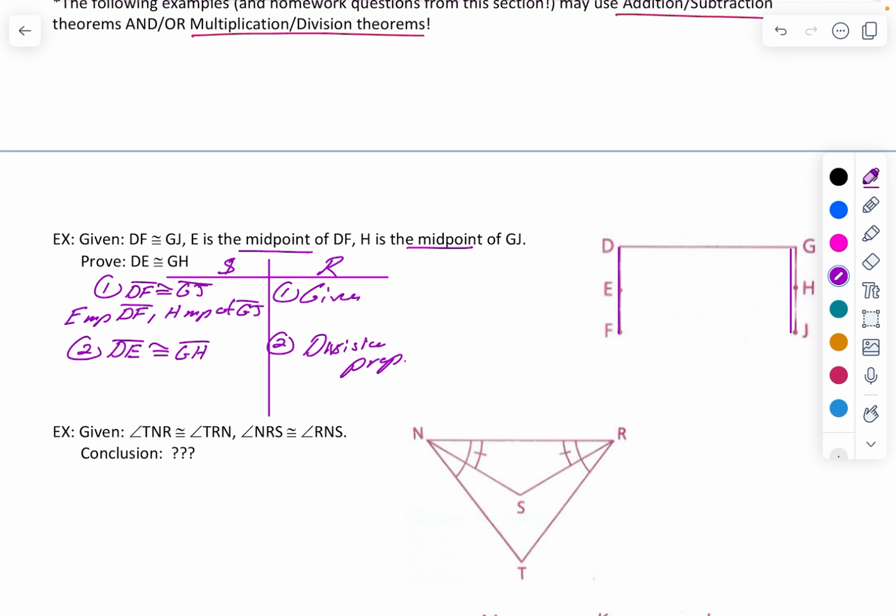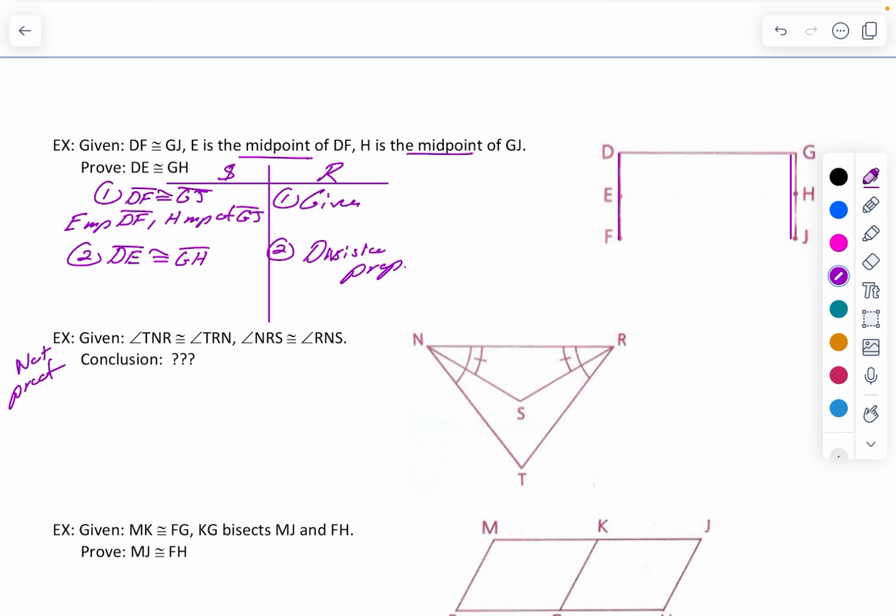Now, notice this is "conclusion?" So this one's not a proof. We just got to fill in the conclusion. So for this one, if angles T and R, so if these big angles are congruent, and then we have these small pieces congruent, what can we conclude? Well, we can conclude that angle TNS, in other words, we can say these little small pieces are congruent, is congruent to angle TRS.